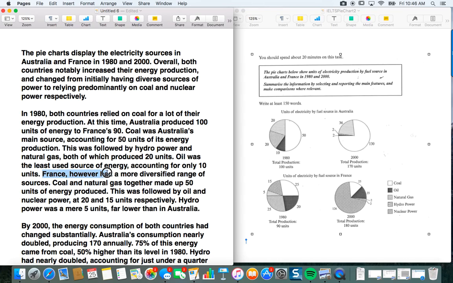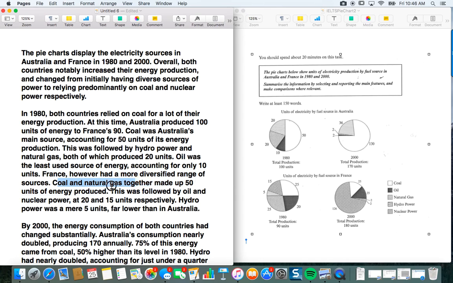France, however, had a more diversified range of sources. Okay, this is really good because, one, I'm making a little comparison. I'm making the comparison between, coal is the main source, but France, however, was more diversified. All right? So first of all, a lot of times people don't remember to put in that comparison. All right? France was more diversified. If you take the 5 minutes to practice analysis, you will become very good at this. All right? But you have to practice.